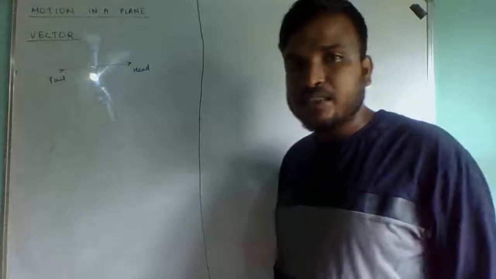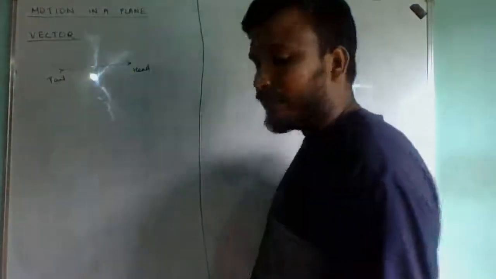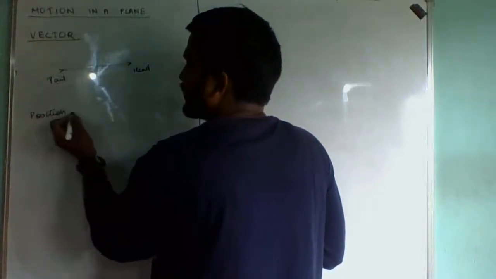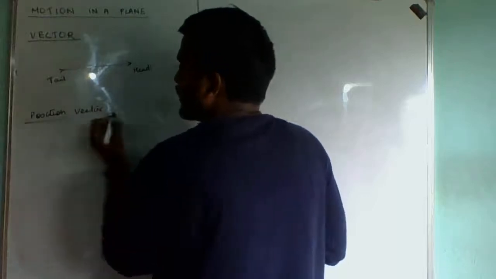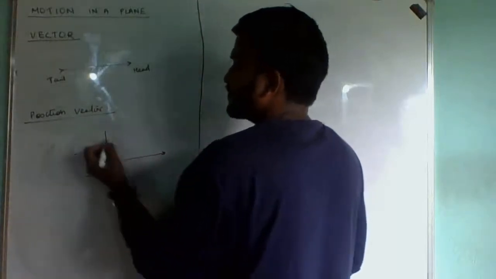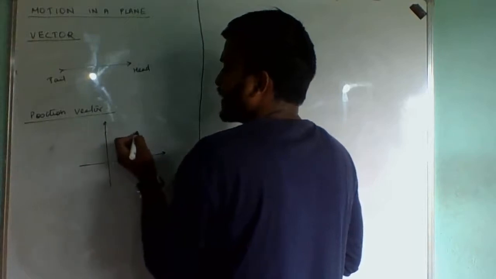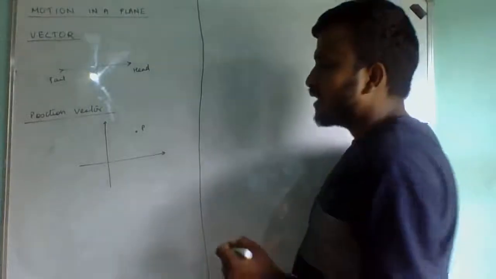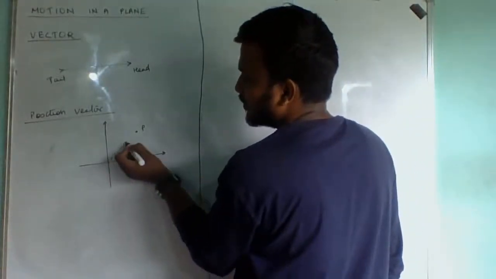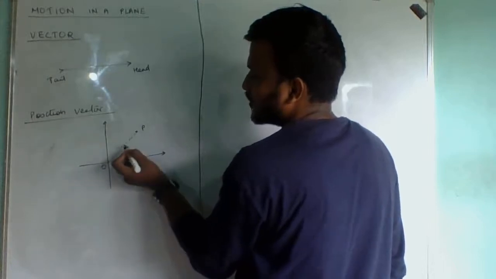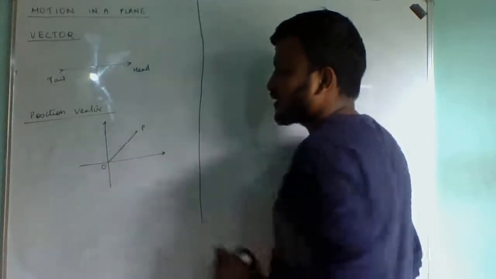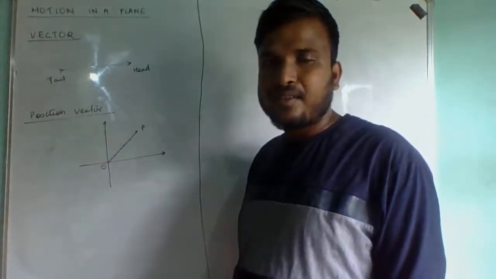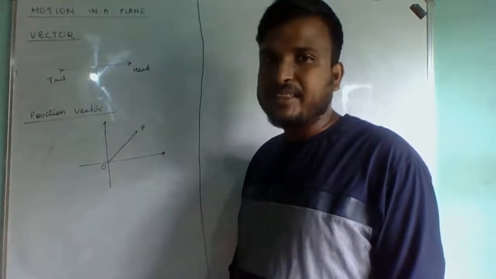Now let us see some different types of vectors. Number one, position vector. Suppose we take a Cartesian plane, and one point is lying here, this point is P. What is the distance of this point from the origin? Suppose this OP is the distance. Now suppose an object moves on this path OP.